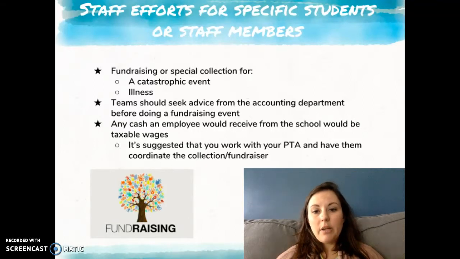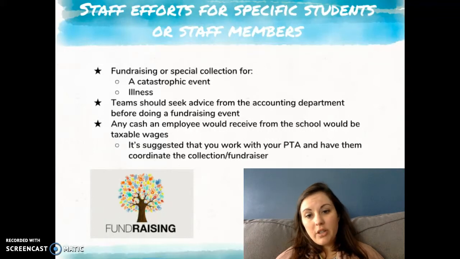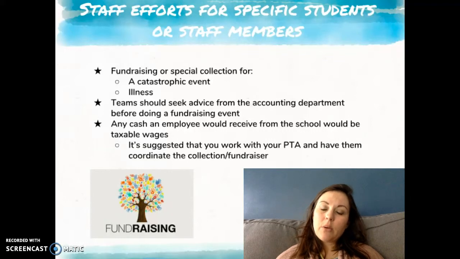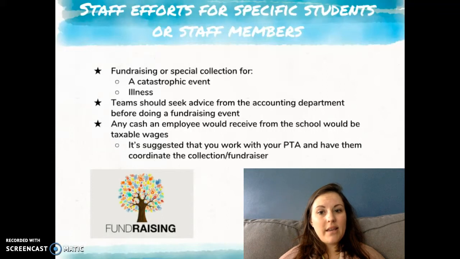However, the team and the building should seek out the accounting department before doing a fundraising event, just because all of the money that the employee would receive from the school would be taxable wages. So that could potentially be not as great a benefit to the employee. It's suggested instead that buildings work with their PTA and have them coordinate the collection and fundraiser, so that the PTA uses a local bank and the money that is given to them is not taxable.